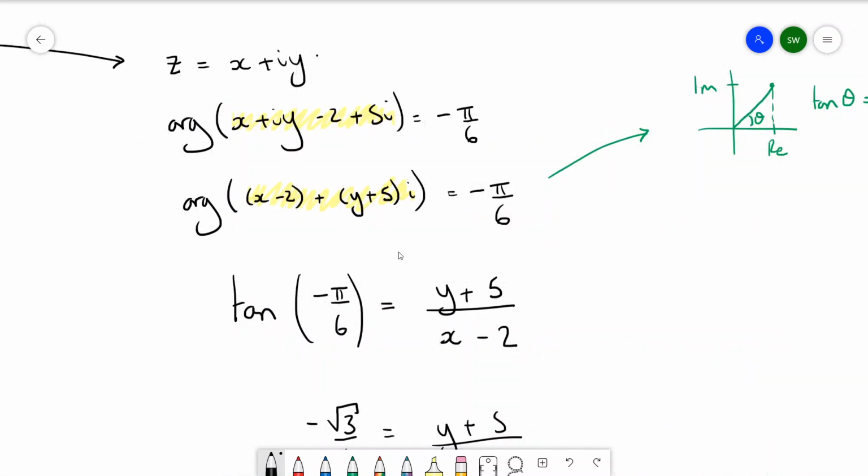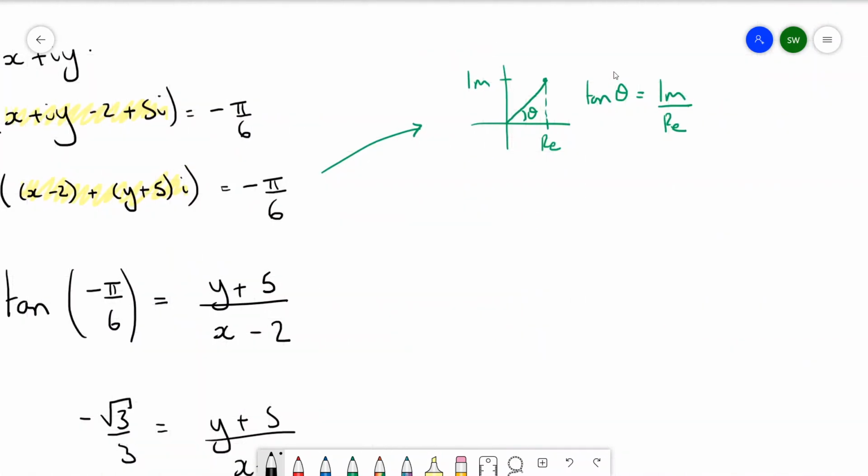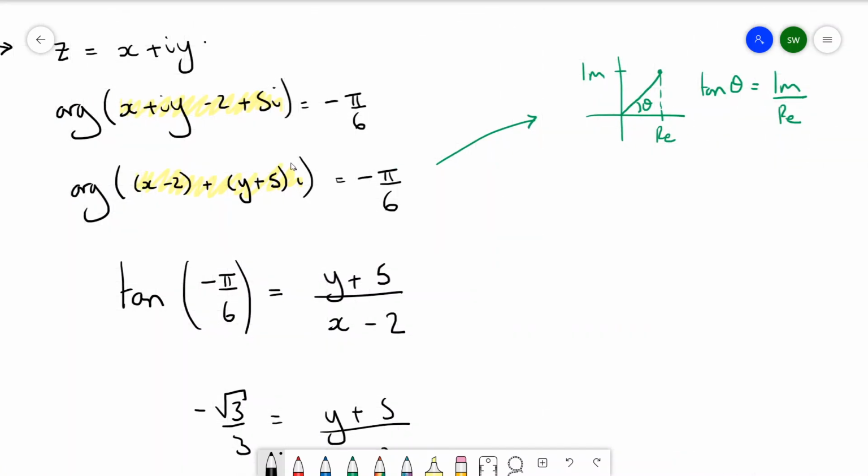Now, I would recommend becoming confident with this final method, because this final method is nice, quick and simple, and it just uses this fact that if you do tan of the argument, you get the imaginary part divided by the real part of the complex number.